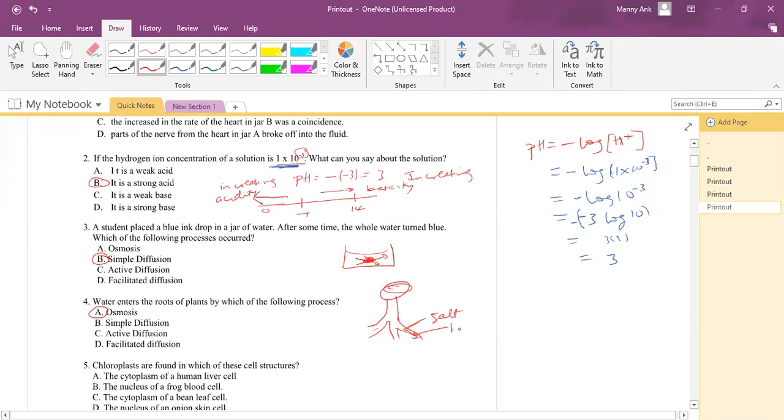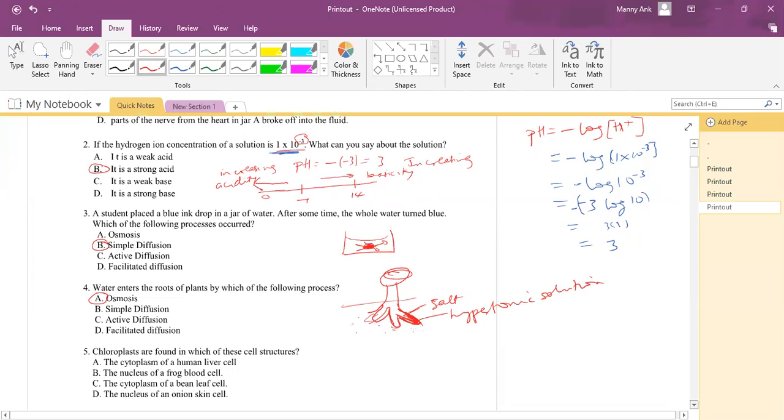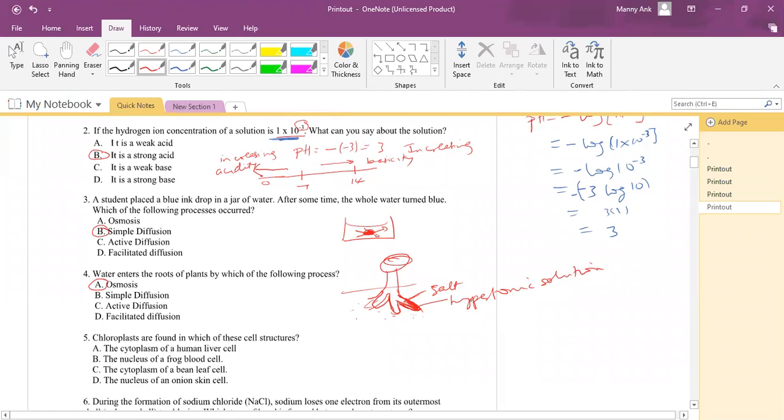Within the roots, you have a hypertonic solution. You have water outside, which will be hypotonic. So the water will move from the hypotonic solution through the semi-permeable membrane, the plasma membrane around the roots. It's semi-permeable, so you're going to have osmosis taking place: the flow of water from hypotonic solution to hypertonic solution through a semi-permeable membrane. That's osmosis.